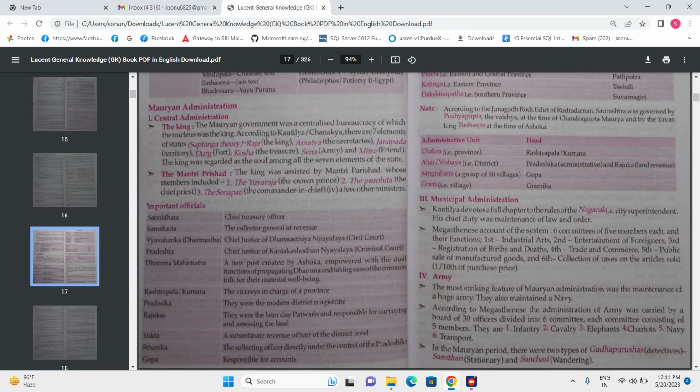Then second last is sena, army. Any kingdom must need an army to administer its kingdom. So the sixth element is army, and the seventh element is mitra, friend. Every kingdom must have some ally with a neighbor or another kingdom to protect the king. So there are seven elements. Let's revise again: Raja, Amatya, Janpada, Durg, Kosha, Sena, and Mitra.